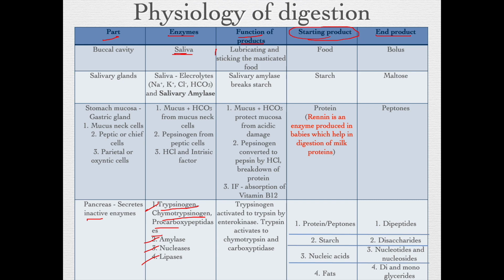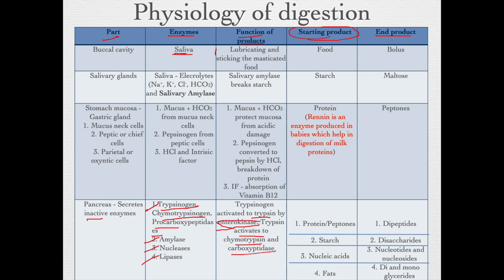the activator enzyme for this is a special enzyme called enterokinase. Enterokinase activates trypsinogen to form trypsin, and a special property is that enterokinase only has to activate trypsin, which can then further activate chymotrypsinogen to form chymotrypsin, and procarboxypeptidase to form carboxypeptidase.